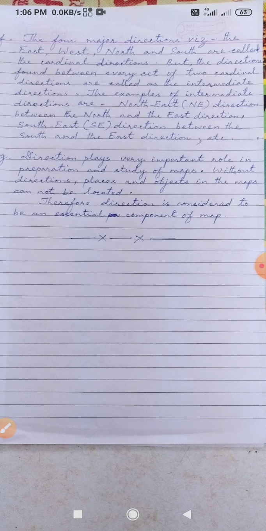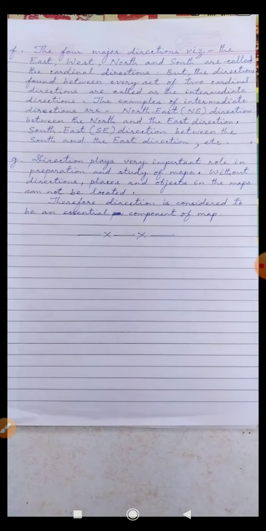Okay, now look at question G. Discuss direction as a component of map. Means how important is direction for a map? Without direction, can a map be useful or not? That is, you have to explain here. Now I have written out the answer in this way. All of you please try to see it.